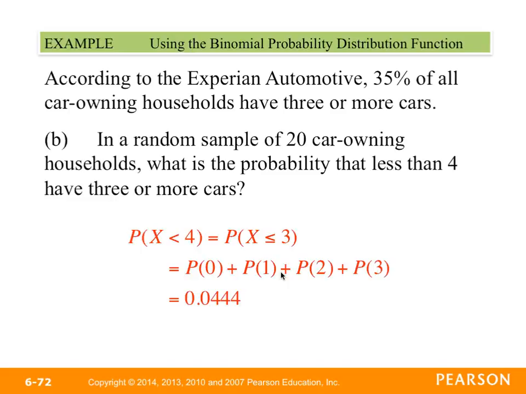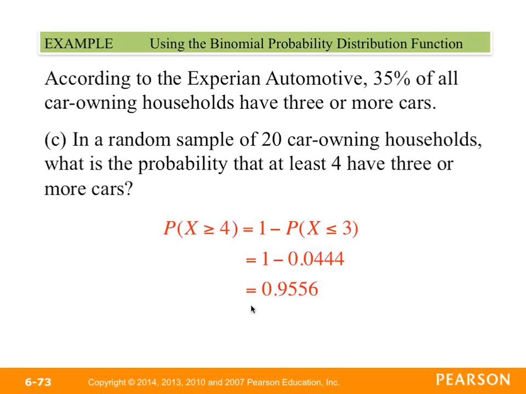And then you'd put a comma, and then you'd put your probability, which is 0.35, and then you'd put another comma, and then you'd put 3. Because we want the probability that less than 4. So less than 4 actually means less than or equal to 3. Then you close your parenthesis, and you get 0.044375, which rounds to 0.0444. And similarly, if we wanted more than, what we would do is we'd take 1 minus the value that we got previously.